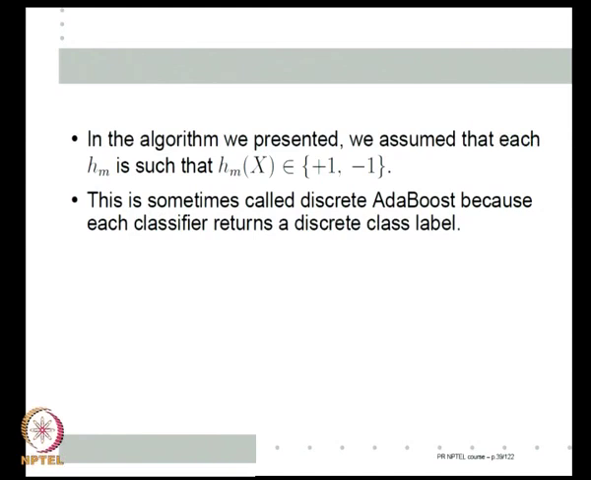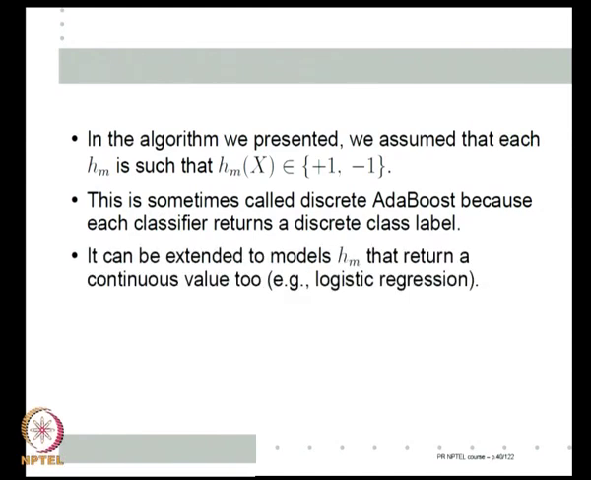Of course, the AdaBoost algorithm itself can be extended to other cases where h_m returns a continuous value, say for regression problems. Also for classification problems where h_m could be a neural network, so h_m(x) is a continuous value, or say logistic regression. So, I can use any such classifiers also, and the algorithm is slightly different, but still similar conclusions hold. So, one can extend the algorithm that we presented to the case of h_m returning a continuous value rather than a discrete class label as well.